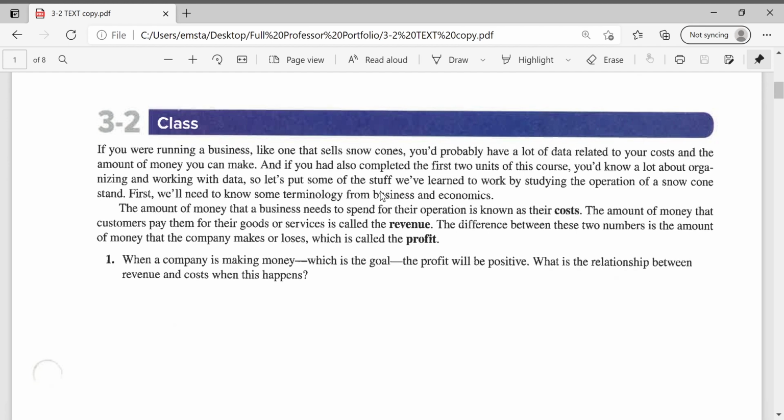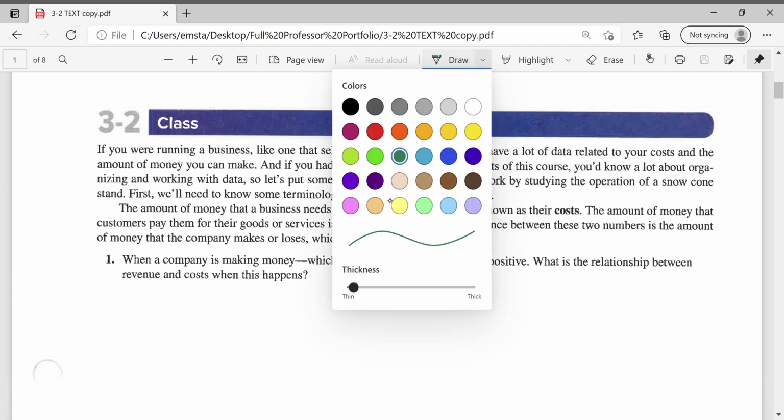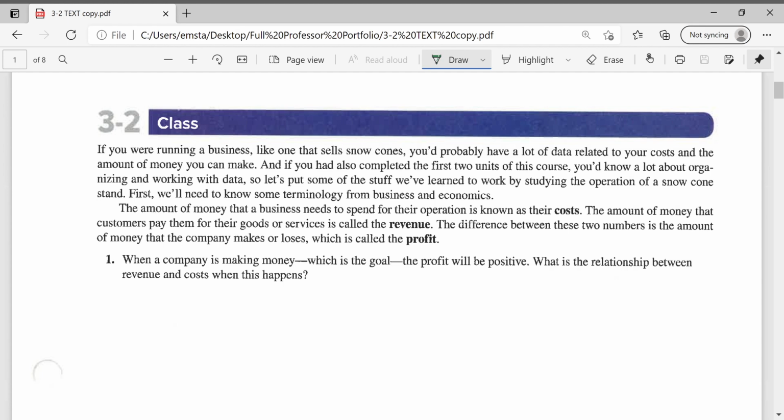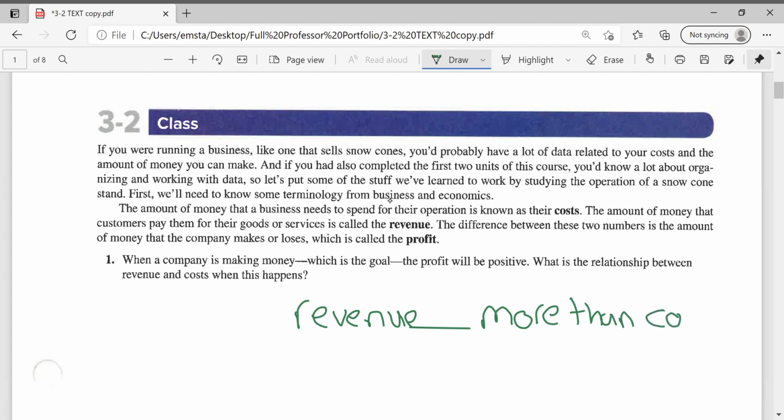Number 1 says when a company is making money, which is the goal, the profit will be positive. What is the relationship between the revenue and the costs if the profit is positive? Well, if the profit is positive, then the amount of money I'm bringing in, the revenue, has to be more than the amount of money I'm spending, the cost. So if I am making a profit, my revenue has to be more than my cost.